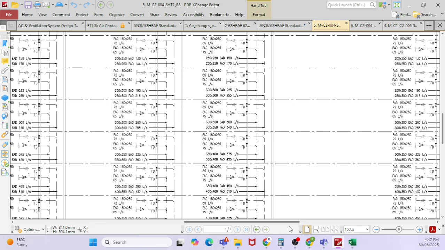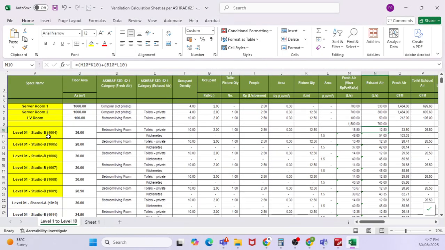So for each and every apartment, how much? If I go here, I have a level 1 studio, level 1 another apartment, another apartment, and another apartment. For each and every apartment, I have 36 square meter, 28 square meter, then I have 30 square meter.